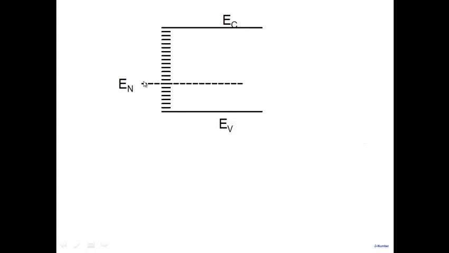So imagine that this is the neutral level here, located where? 1/3 of the energy gap from the valence band here. If my Fermi energy coincides with this, my surface is neutral.